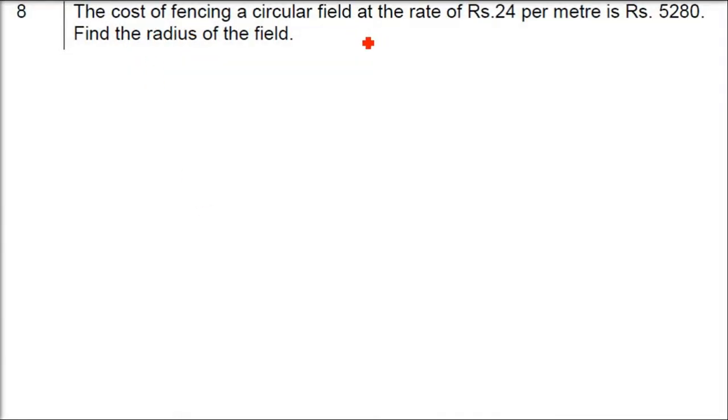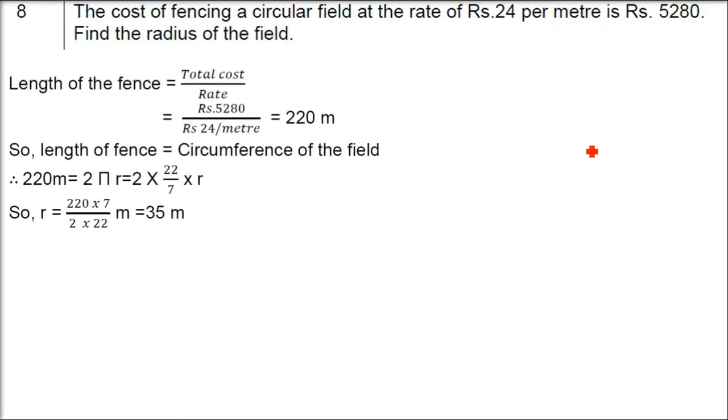The cost of fencing a circular field at a rate of rupees 24 per meter is rupees 5280. Find the radius of the field. So let me just give you first the idea.